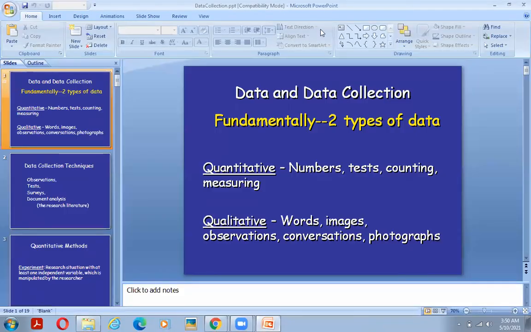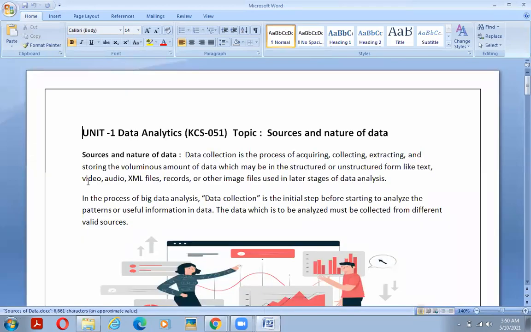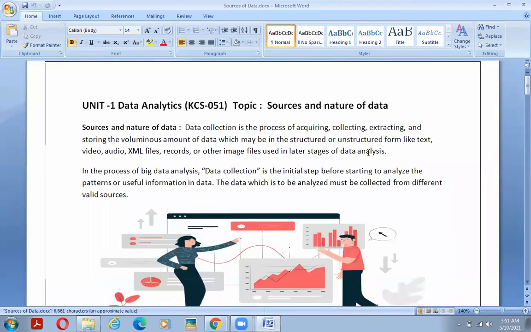So finally, this is a small introduction to data and data collection. In the next lecture, we will understand the sources and the nature of the data. Till then, enjoy your happy learning.